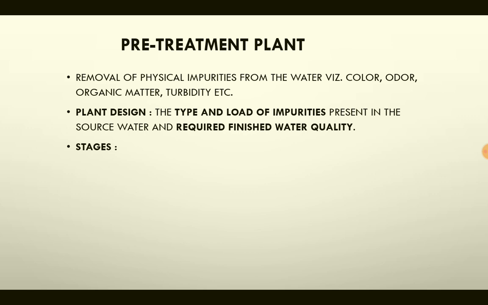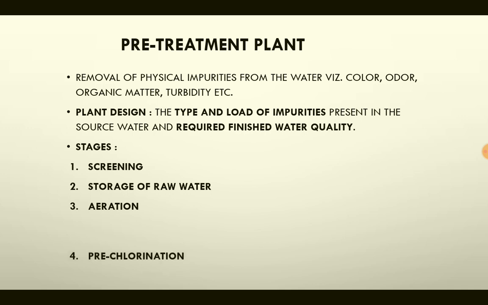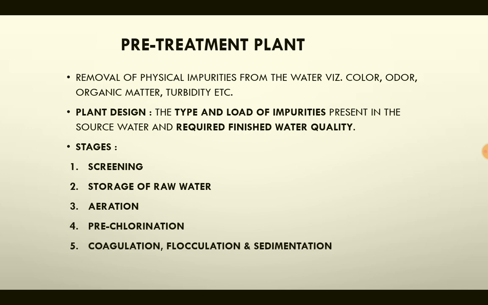The pre-treatment is nothing but the primary treatment of water in which physical impurities from the water like color, odor, organic matter, turbidity, etc. are removed. The plant design depends upon the type and load of impurities present in the source raw water and the required finished water quality. There are different stages of the pre-treatment plant like screening, then storage of raw water, aeration, pre-chlorination, coagulation, flocculation and sedimentation, and finally filtration.